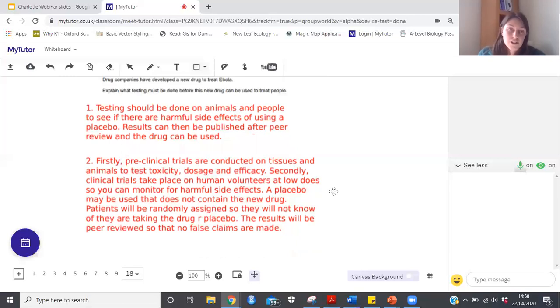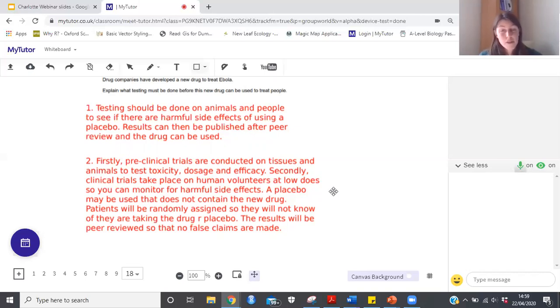Answer 2 is a really good answer. So firstly, preclinical trials are conducted on tissues and animals to test toxicity, dosage, and efficacy. Secondly, clinical trials take place on human volunteers at low doses so you can monitor for harmful side effects. A placebo may be used that does not contain the new drug. Patients will be randomly assigned so they will not know if they're taking the drug or the placebo. The results will be peer reviewed so that no false claims are made. That would be a 6-mark answer there.